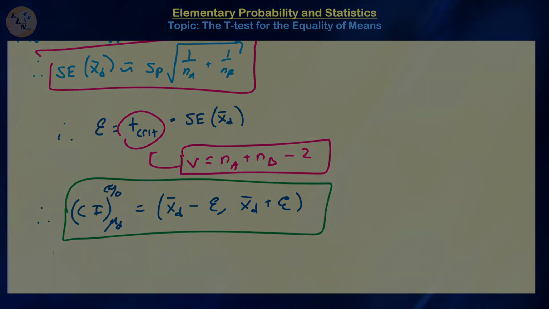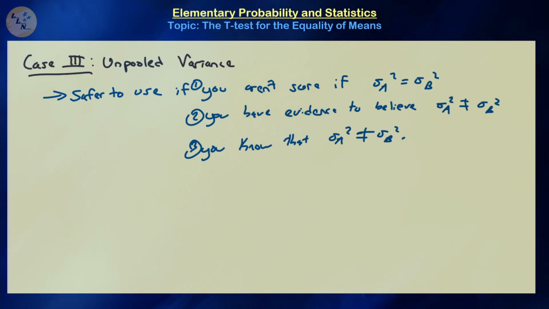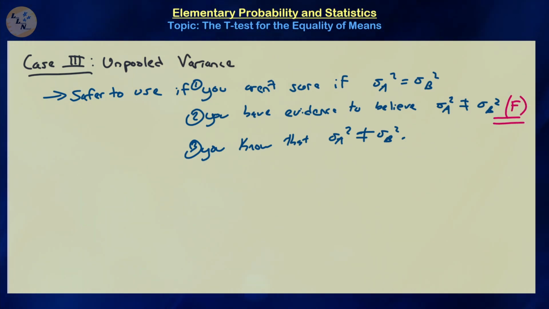Now let us look at case 3. The unpooled variance t-test, which is case 3 of these methods for testing the equality of means, is safe to use if one of these 3 cases applies. The first, you aren't sure if the variances between the populations are equal. Second, you have evidence to believe that the variances are not equal to each other. That's of course the F-test in disguise. Or third, you know directly that the variances between them are not equal to each other.